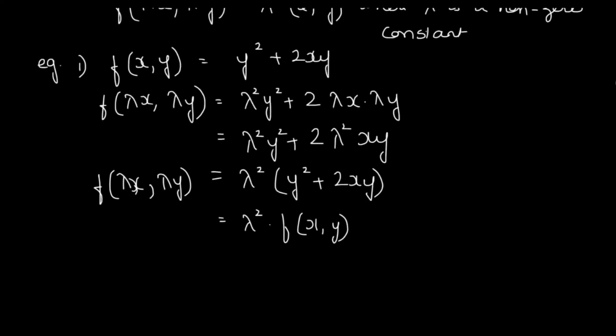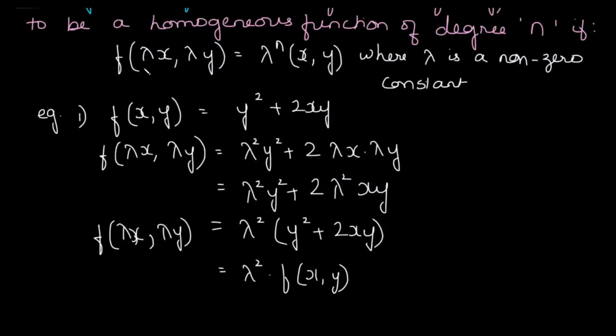So it is coming exactly like the definition. Definition was f of λx, λy should be λ raised to n f(x,y). So we have λ square f(x,y). In this case it is f(x,y), so the function f(x,y) is coming over here. So now what is the degree of this particular function? The degree of this function is the degree to which λ has been raised over here. So in this case, the degree is 2. So this is a homogeneous function and the degree of this function is 2. So thus we have an example of a homogeneous function.